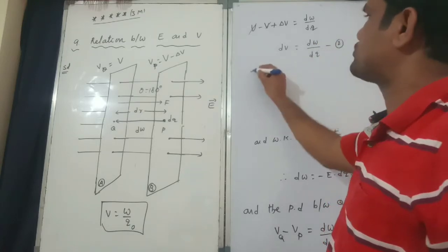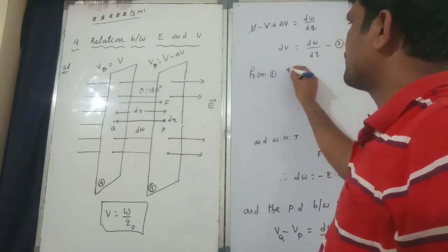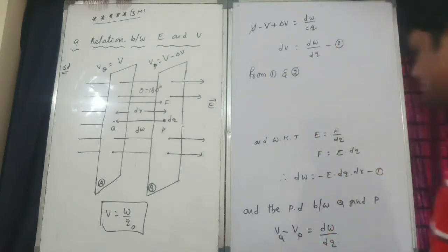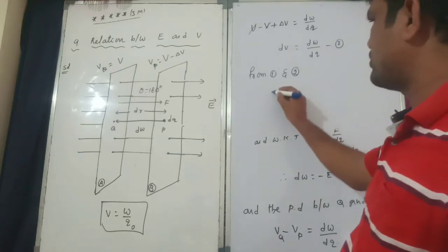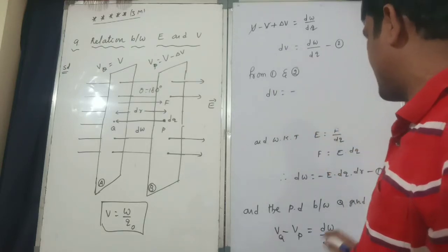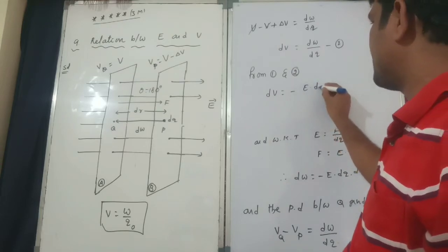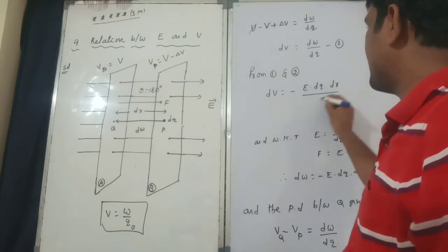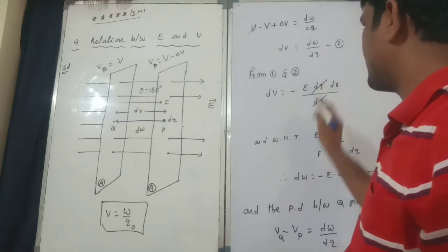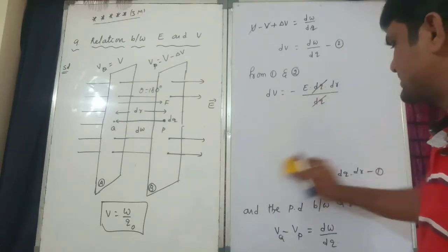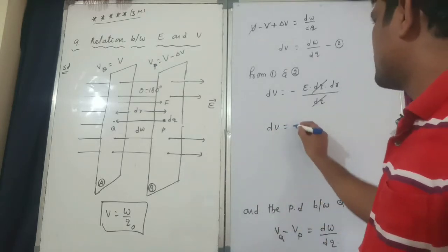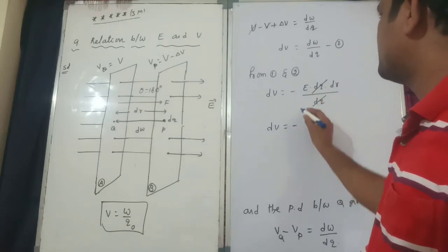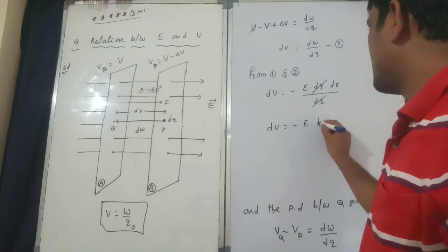So from 1 and 2, what can we write? Instead of dW, can I take this one? Yes. So dV is equal to minus E into dq into dr divided by dq. dq gets cancelled. Then next, dV is equal to minus E into dr.